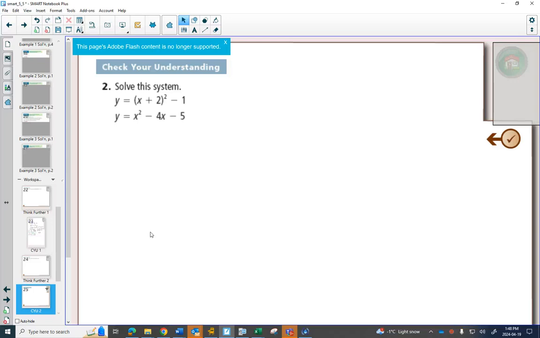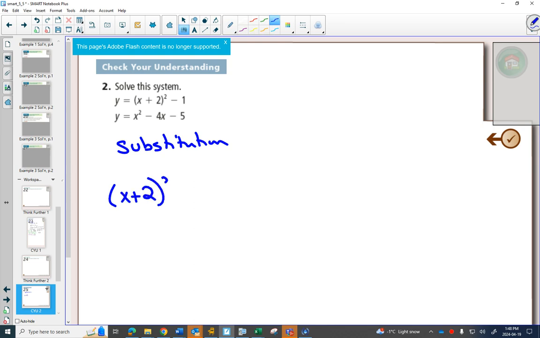And this time we have two parabolas. But again, substitution works well because you have the y by itself. So I can substitute in the x plus 2 squared minus 1 into equation 2, which was y equals x squared minus 4x minus 5.